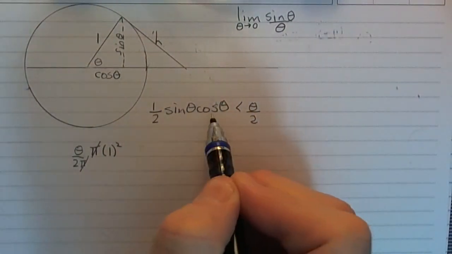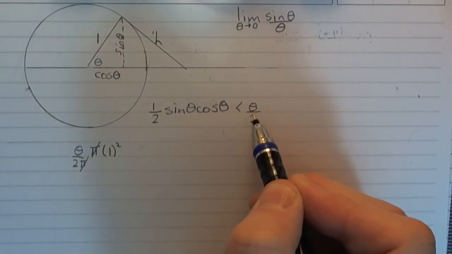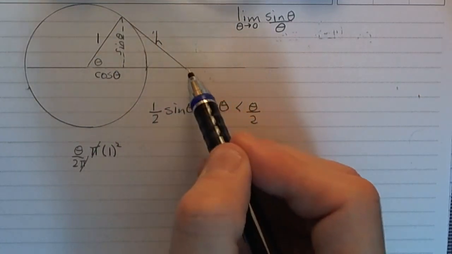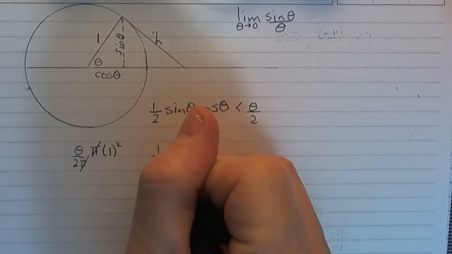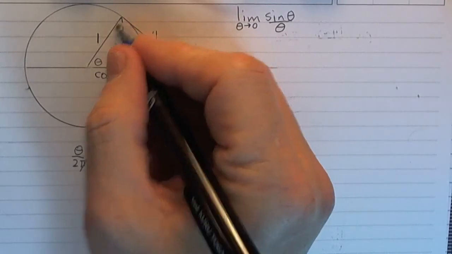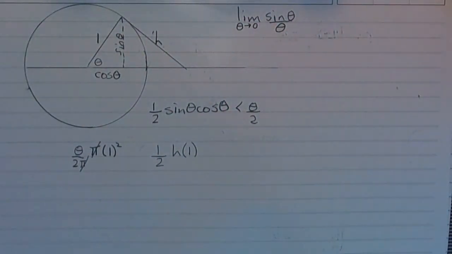Okay, so we have the area of the triangle. Bigger than that is the area of the circular sector. Now let's look for an even bigger area out here, this triangle here. Now this triangle is 1/2 base times height.